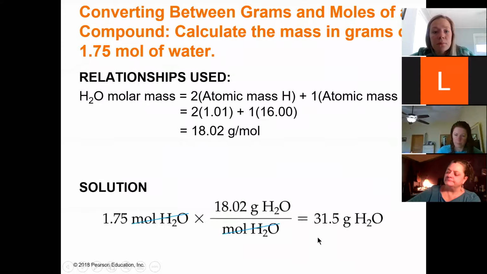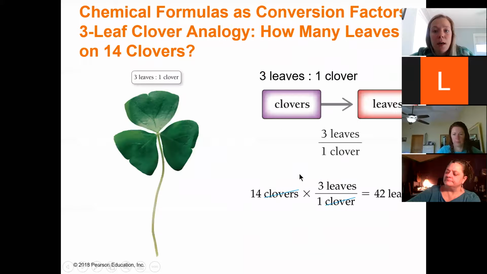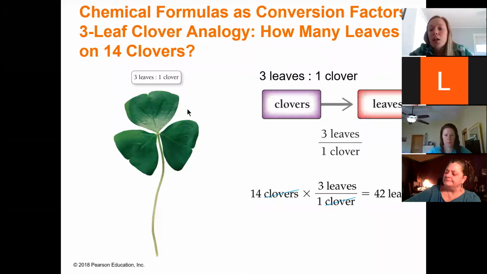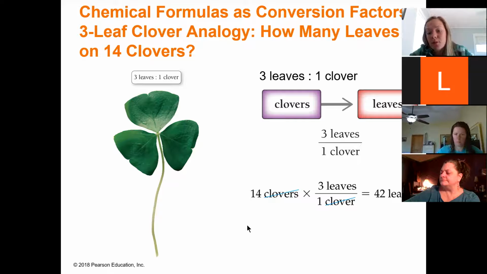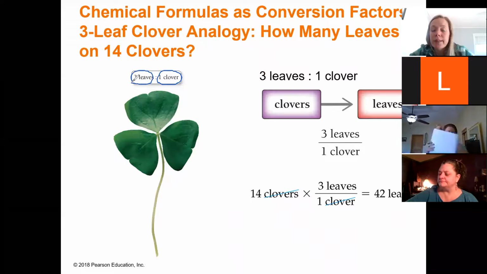All right, we're good with that. So we're going to talk about a clover. So if you have a clover, you should have 3 leaves. Sometimes you can get 4 leaves or 5 leaves, but in general, usually you get 3 leaves. So 1 clover will yield 3 leaves.